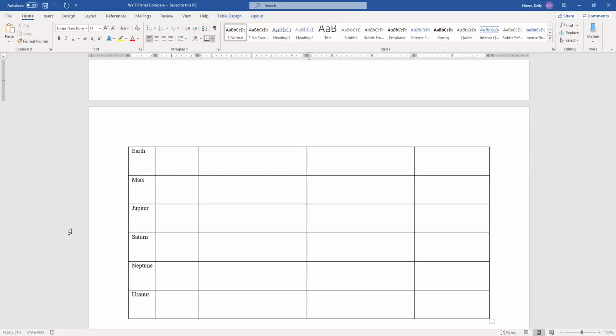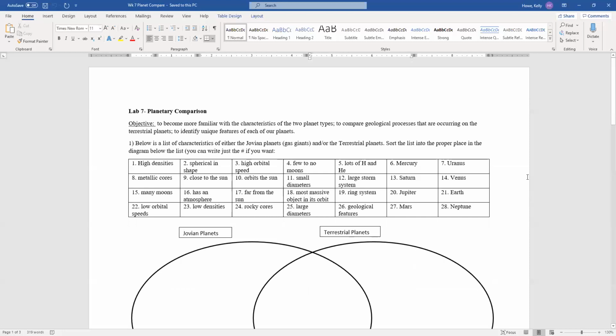Be the first online class to get all the order of the planets right in your first couple of exams. So that's Lab 7. If you have any questions, please send me an email or Canvas message me.